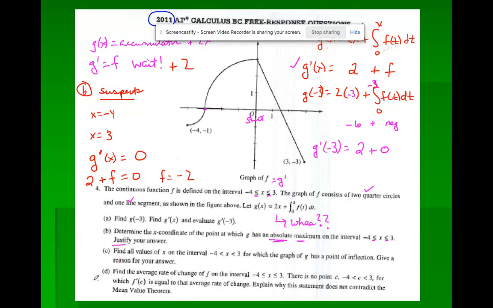Look at D. Find the average rate of change on a closed interval. Then it says there is no point c on the closed interval -4 to 3 for which f prime is equal to that average rate of change. Explain. So I'm going to erase this stuff up here so we can talk about this problem, because this is part D.